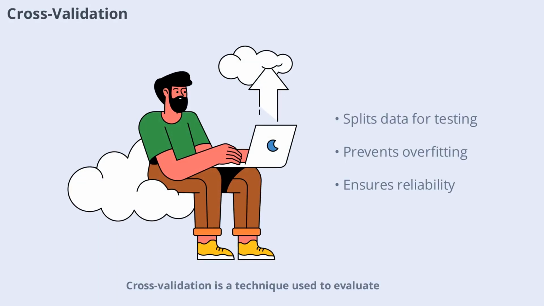Cross-validation is a technique used to evaluate SVM models and select the best parameters. By splitting the data into training and validation sets, you can test how well your model generalizes to new data. This helps prevent overfitting and ensures reliable performance in real-world scenarios.